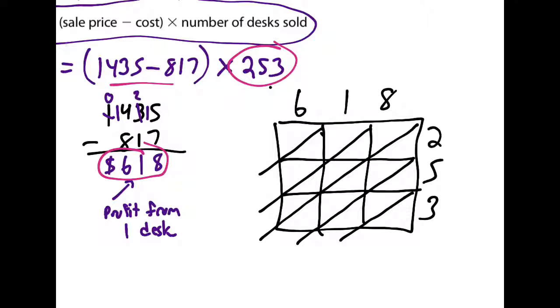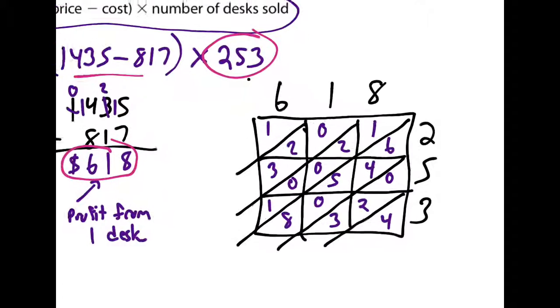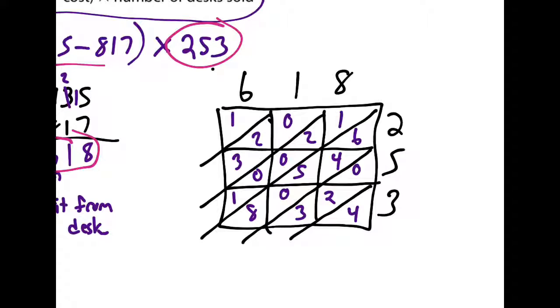So first I'm going to multiply. 2 times 8 is 16, 2 times 1 is 2, and 2 times 6 is 12. By the way, it doesn't matter if you put the 253 on top and the 618 on the side, you'll get the same answer. 5 times 8 is 40, 5 times 1 is 5, 5 times 6 is 30, 3 times 8 is 24, 3 times 1 is 3, 3 times 6 is 18. So you could pause the video to see if you messed up any of your multiplication, and you have a chance to fix it. Okay, I'm continuing.